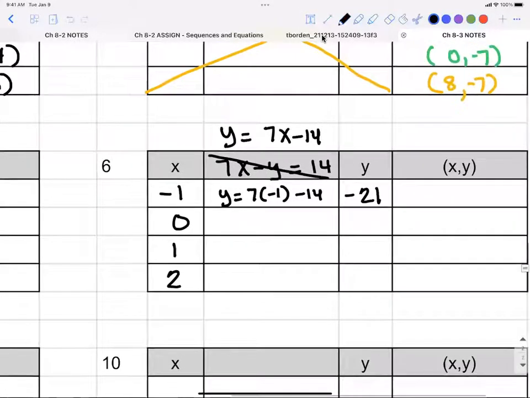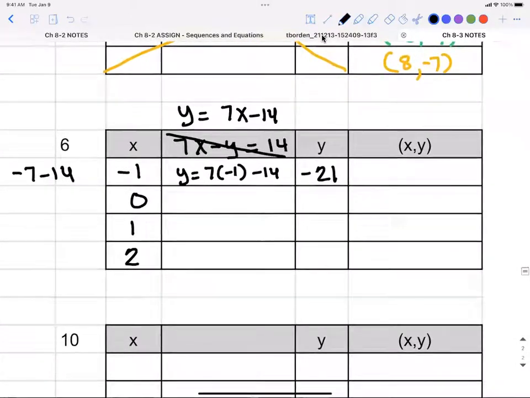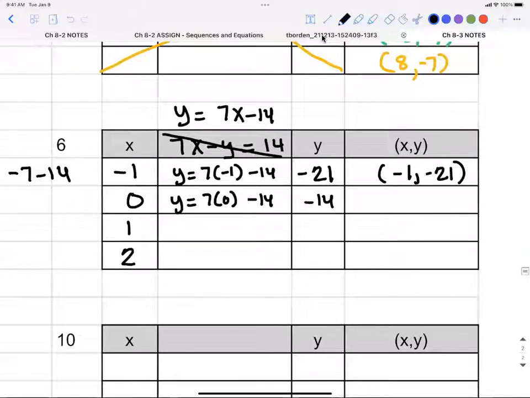So what you're going to have to do is, in your mind, multiply 7 times negative 1, which is negative 7. And then if you can't do it in your head, input in your calculator negative 7 minus 14, which is going to give you negative 21. If you have a fancy calculator that can do negatives, that's fine too. All right, so my ordered pair here is negative 1, negative 21. Now I'm going to run my 0 through it. y equals 7 times 0 minus 14. Super simple. 7 times 0 is 0, so it's just negative 14. So my ordered pair here is 0, negative 14.